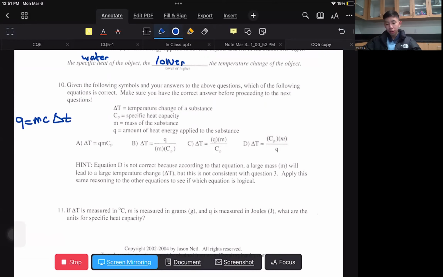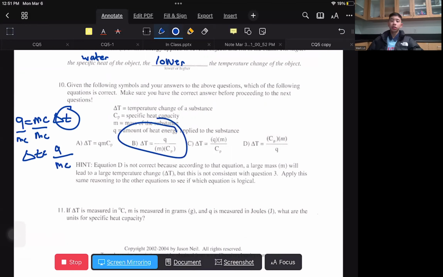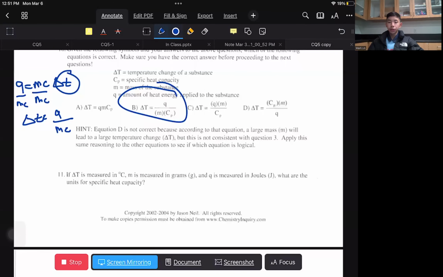So when we isolate T by itself, we divide by MC, divide by MC. We have delta T equals Q over MC. Then we see that B is the most similar to it.